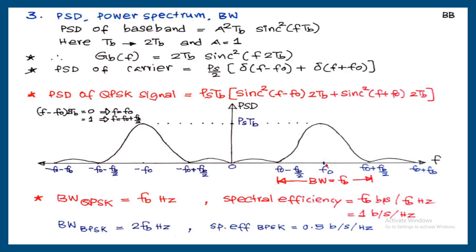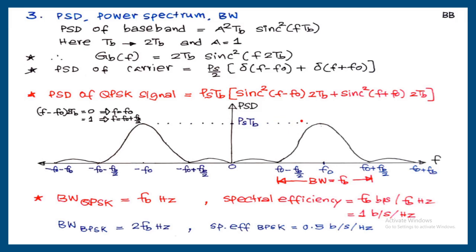Same thing, the mirror image will come here, that is a minus of that one. Minus F naught, then minus of this, that will be minus F naught minus FB by 2, and minus of this, that is minus F naught plus FB by 2. When F is equal to F naught, substitute F is equal to F naught here, it will be sinc square 0. Sinc square 0 is equal to 1. 1 into PSTB. That is why at F is equal to F naught, the height will be PSTB.